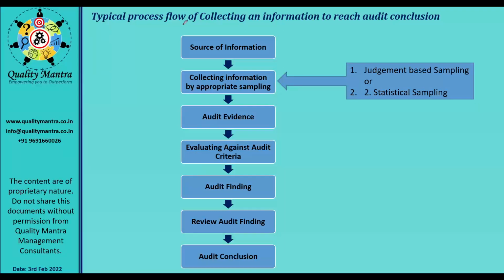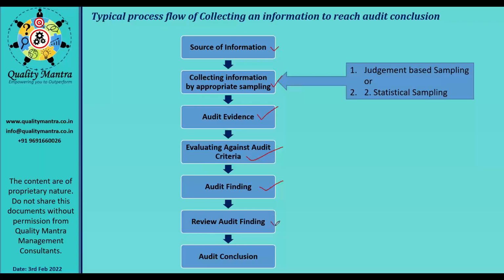Then typical process flow of collecting information to reach audit conclusion. किस तरह से आप ऑडिट कंक्लूजन पे पहुंचोगे? सोर्स ऑफ इंफॉर्मेशन, फिर आप क्या करोगे? इंफॉर्मेशन कलेक्ट करोगे, जो वेरियस वेज मैंने प्रीवियस स्लाइड में बताया. देन आप उसको एज अ ऑडिट एविडेंस रखोगे. Now this evidence you will evaluate against the criteria, कि हमारा क्राइटेरिया क्या है, रिक्वायरमेंट क्या है. रिक्वायरमेंट के अगेंस्ट में जब हमने ऑडिट एविडेंस को चेक किया, तो हमारी ऑडिट फाइंडिंग हो जाएगी कि whether it is a NC or no NC.